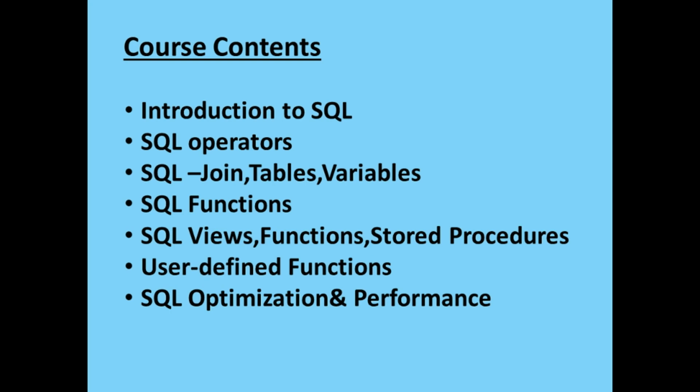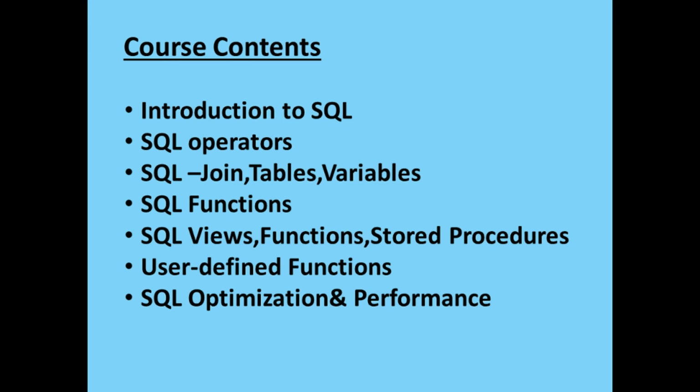Apart from that, we are going to learn about joins, tables, and variables. There are different types of joins: inner join, outer join, and cross join. We are going to learn about these joins, and remember, join is very important in SQL. We are going to learn about variables also, and functions. There are different types of functions, such as aggregate functions and scalar functions, and how functions work with data sets like numbers, characters, and strings.